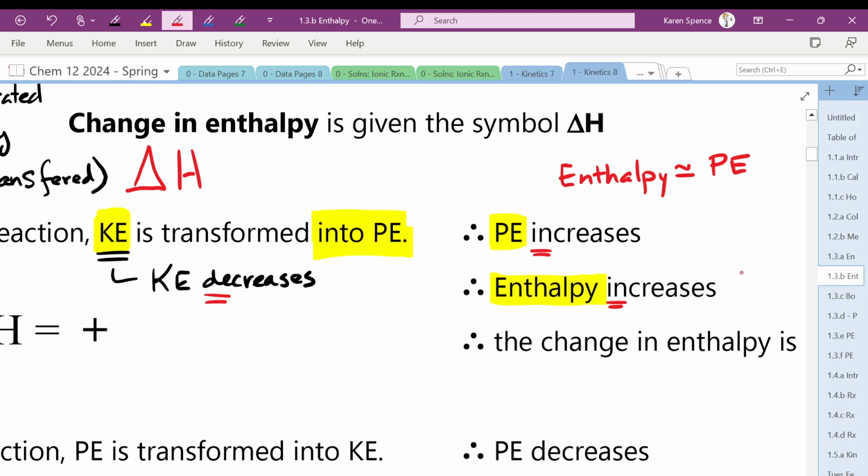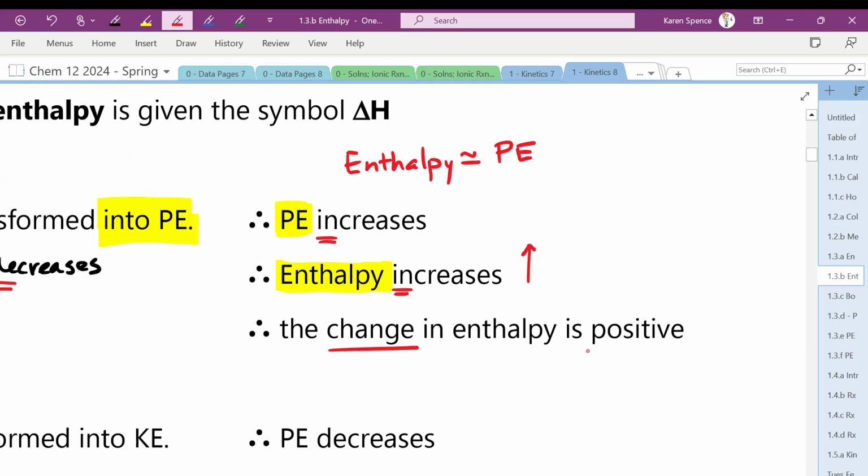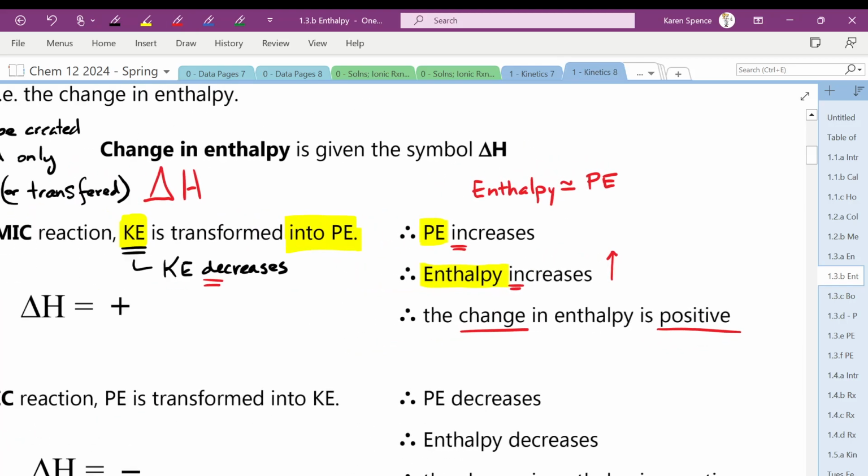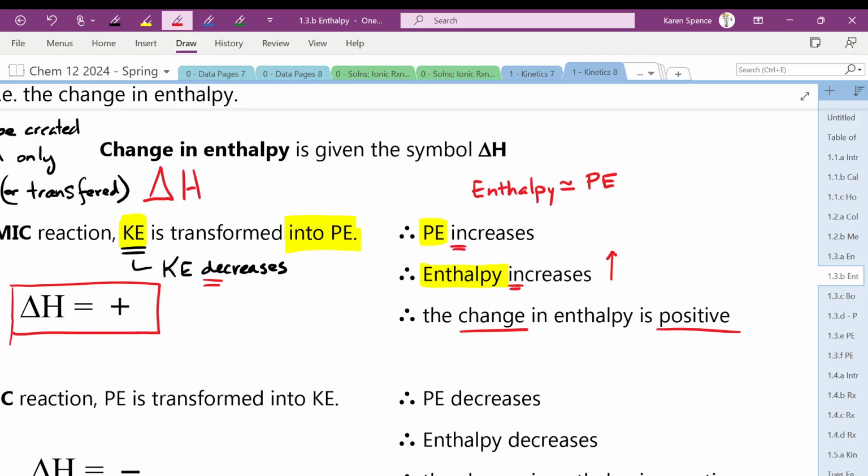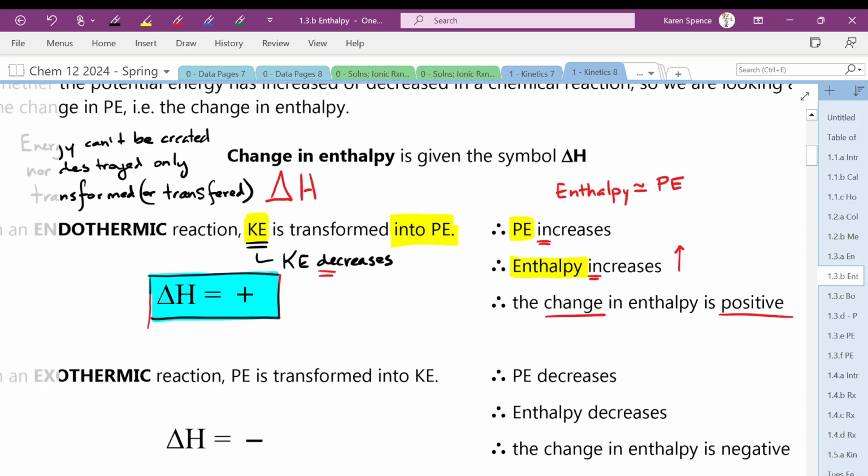Now, if something increases, is that a positive change or a negative change? Positive. It is increasing, so the change is positive. So what we can say is that for an endothermic reaction, delta H is positive. Change in enthalpy is positive. So that's endothermic.